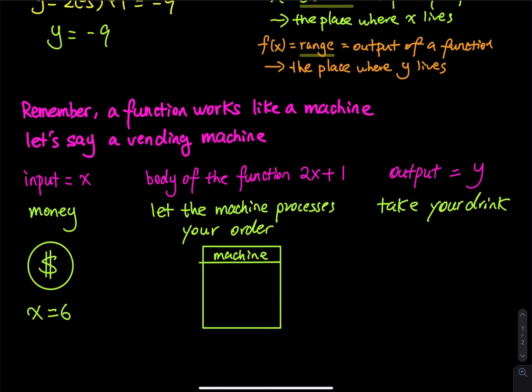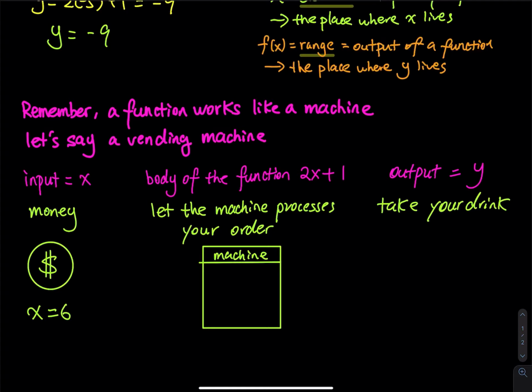So look at what I wrote there. The input is x. The body of the function, I use the function on the previous page, which is 2x plus 1, and then the output is y. So the input x is your money. You put some money into the machine, and then you press a button. You let the machine do its job, and then the machine will give you the drink that you selected. So let's say x is equal to 6. All right, so x is money. You put some money into the machine, and then you press a button.